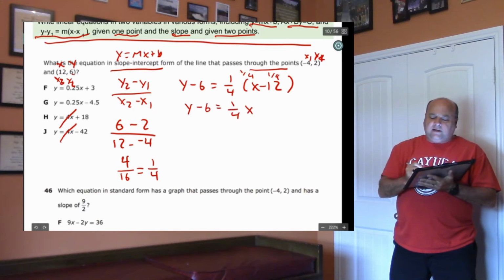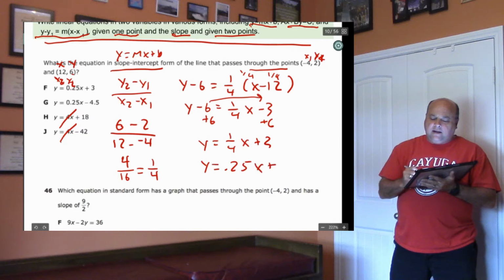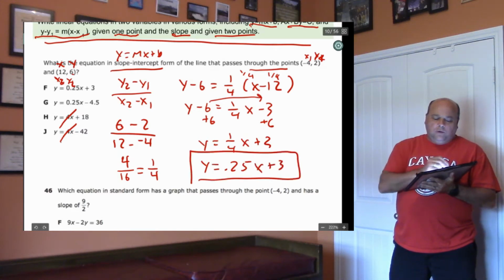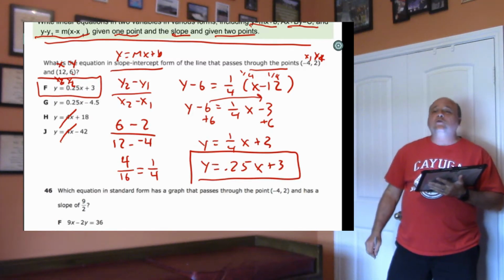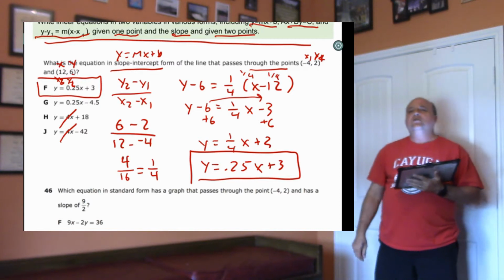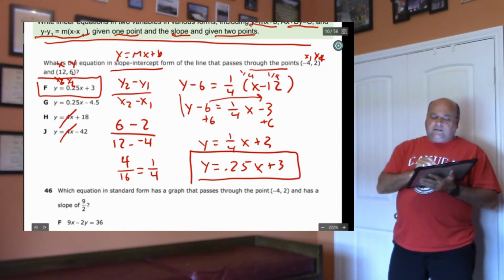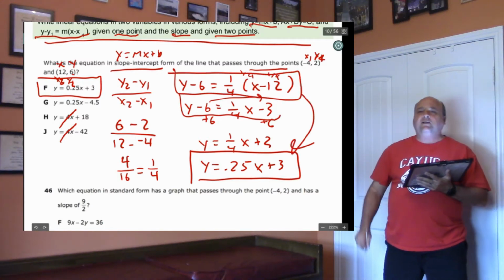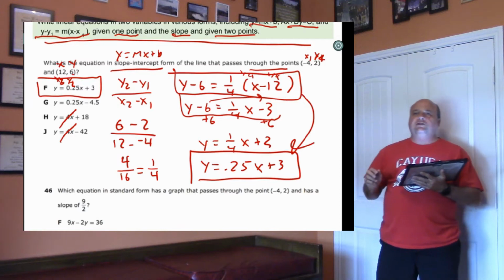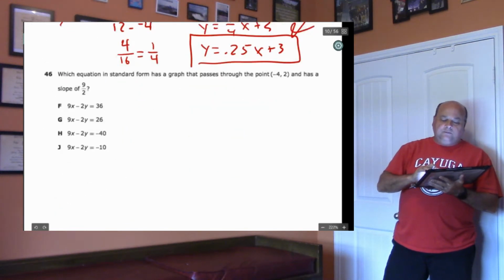That's going to give me y minus 6 equals 1 over 4x minus 3, and then move that 6 over, right? And I'm going to get y equals 1 over 4x plus 3, and the 1 over 4x they're writing as a decimal, which is going to be F. F-U-N, fun. Okay, so on this one, we set up point slope, and then we switched it to mx plus b. You also might have to switch it to standard, okay? Let's go to the next one.